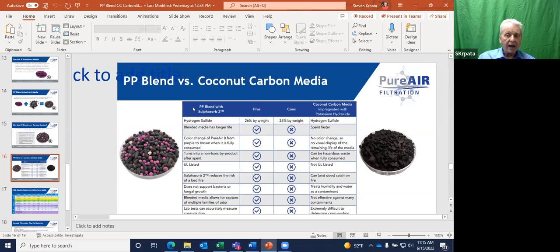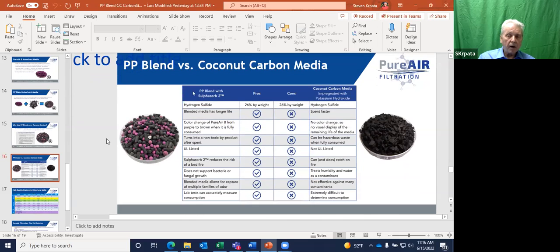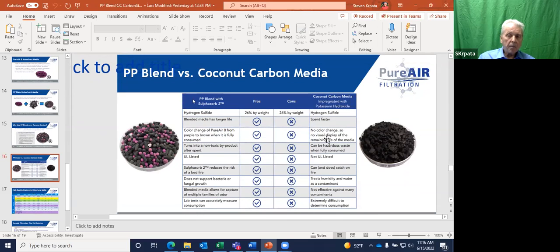There's a broader range of gases that are treated with PP blend than with straight carbon media, even if it's impregnated with potassium hydroxide. PP blend is more robust than a straight carbon media, so it lasts longer under the same chemical loads. The purple potassium permanganate provides a visual indicator of the remaining life of the media. And the Chemisorb process converts the treated chemicals in the air into non-hazardous salts, so there are no hazardous chemical issues to deal with.